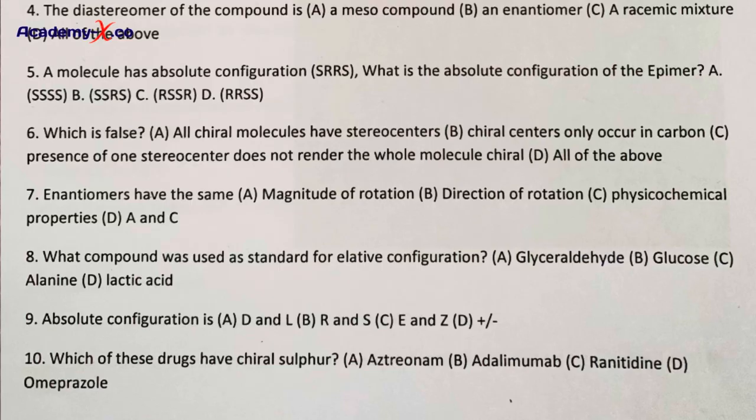They have the same magnitude of rotation but different direction. One will rotate to the right, one will rotate to the left. Now it says physicochemical properties. It is also correct. Every two enantiomers have almost the same boiling point, melting point, and solubility; they resemble each other. Now, which property makes them different? Not even that. Biological activity.